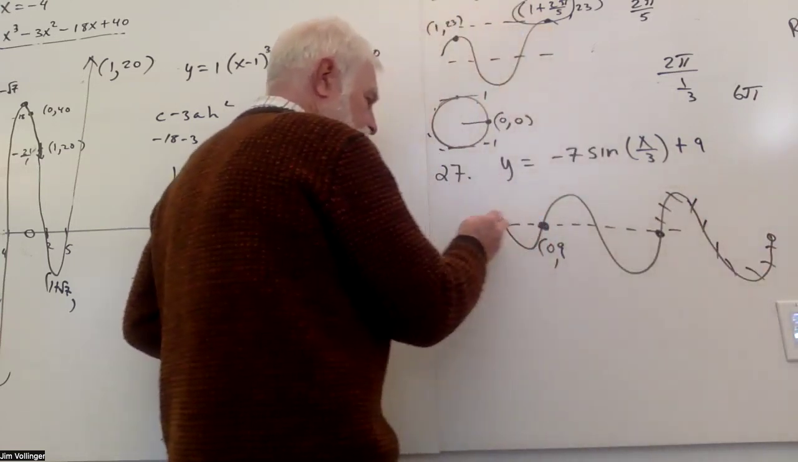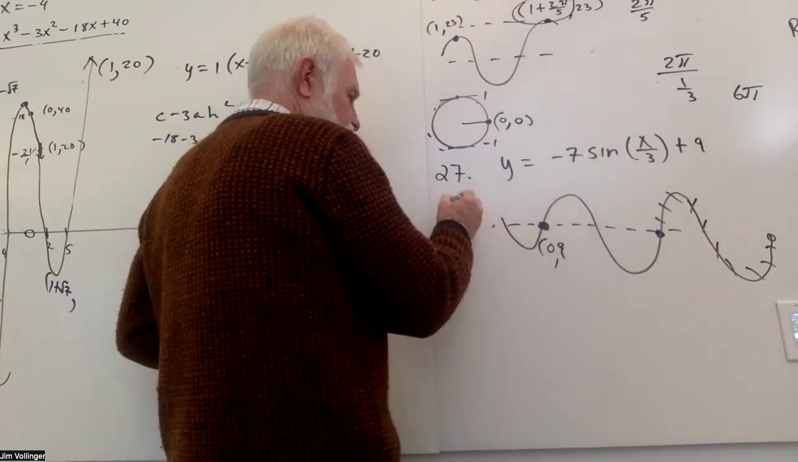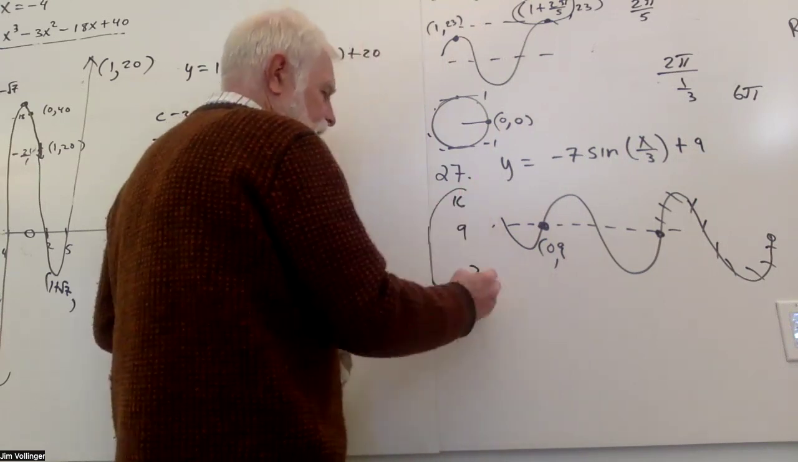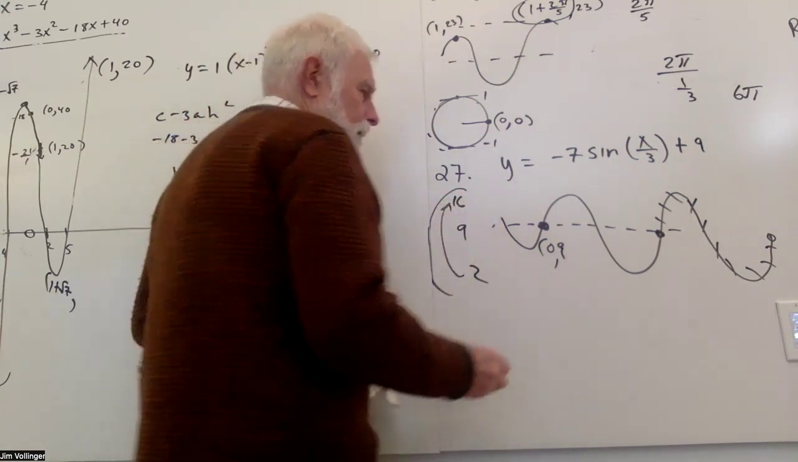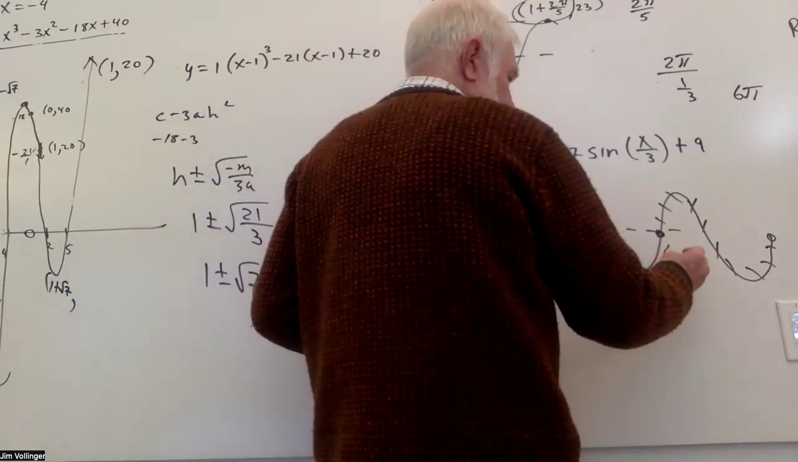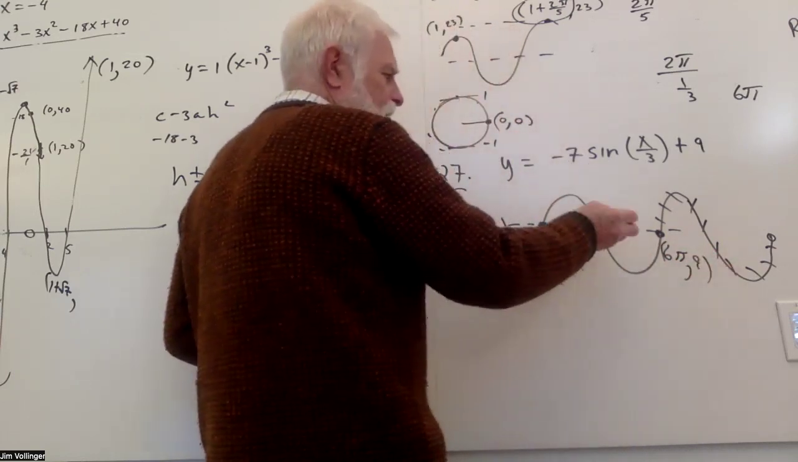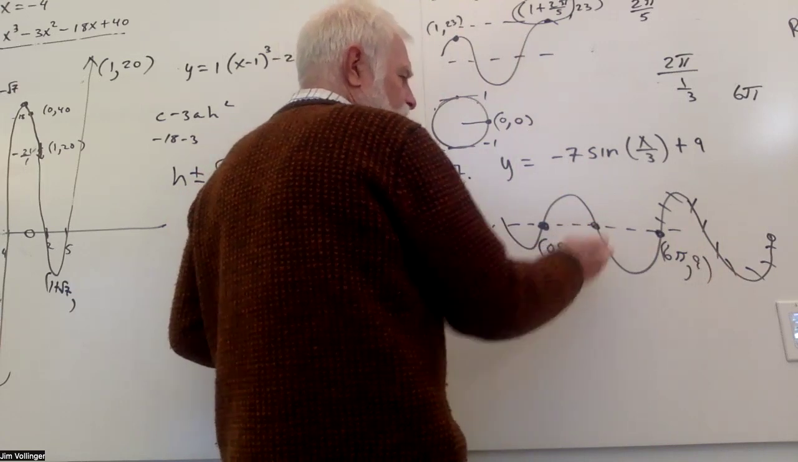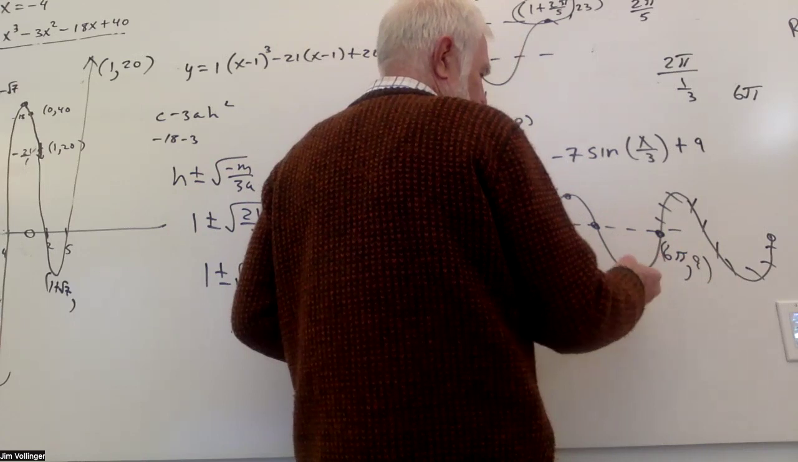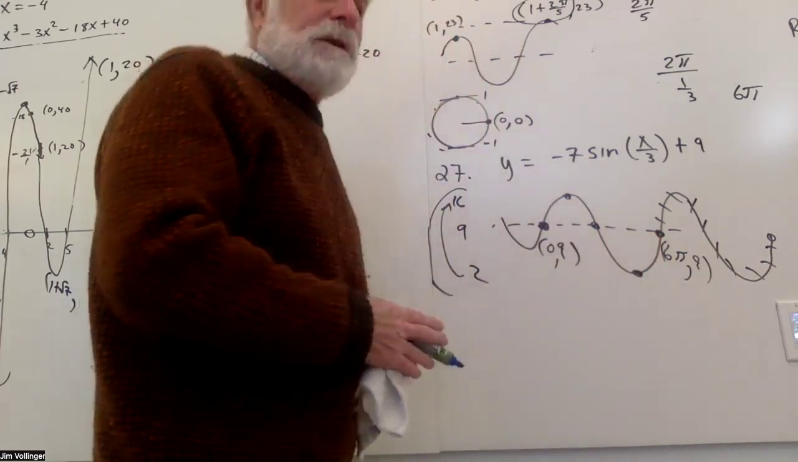Okay, so let's put the 9 over on this side. And we're going up to what? 7 units, so 16, and down 7, 2. So that's my range, 2 to 16. And so 0 gets me 9, and 6 pi should bring me back to 9, which means you've got all these nice symmetric places: 3 pi, 3 pi over 2, triple 3 pi, 9 pi over 2. You can find a lot of numbers pretty easily.